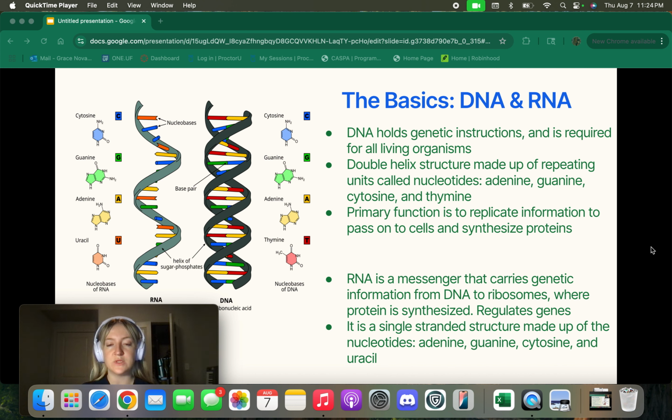But in order to synthesize proteins, it needs its messenger RNA, which is ribonucleic acid, which is a single-stranded structure made up of adenine, guanine, cytosine, and uracil, where it then is a messenger from DNA and carries information to ribosomes, and then carries out protein synthesis, and regulates genes. By doing this, it is able to turn genes on and off as needed.